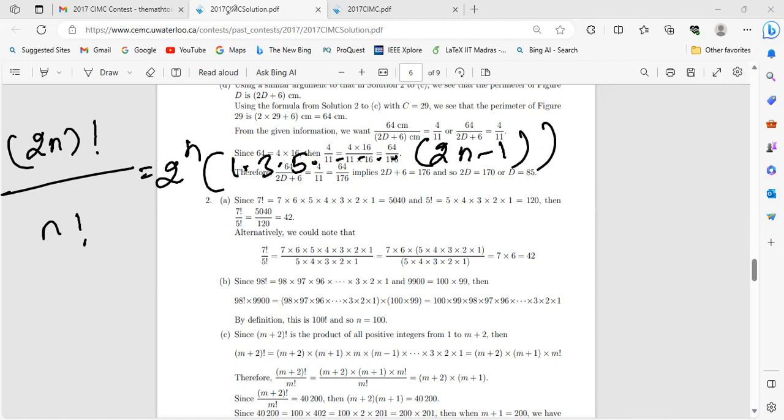Can you try this one? I'll give you a clue. For solving this question, you have to group the odd values and even values separately. Okay, this is the clue.